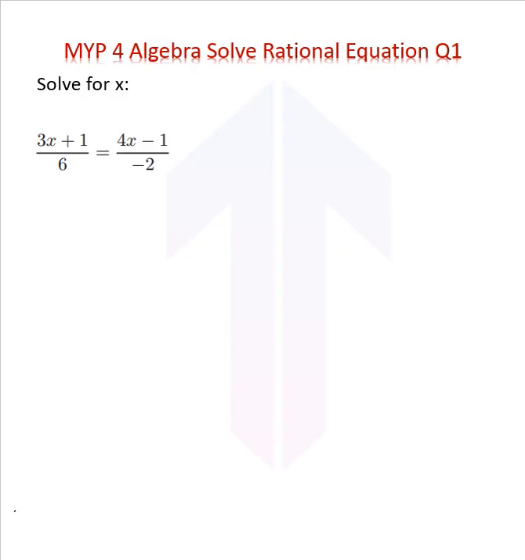Solve rational equation. So solve for x. We have a rational equation. The first step should be to remove the denominators from both sides. So all you have to do is cross multiply.